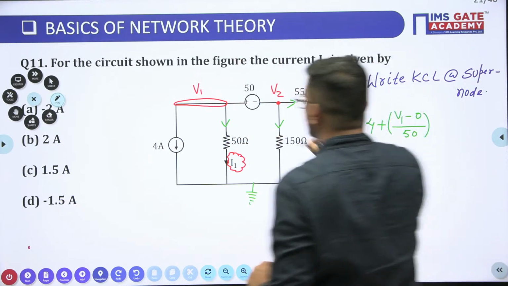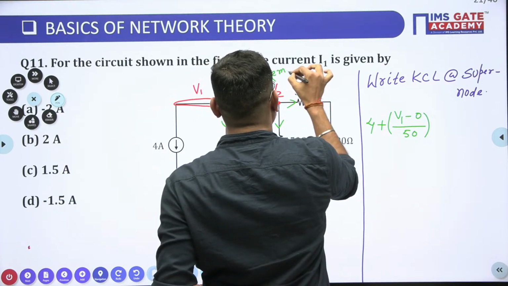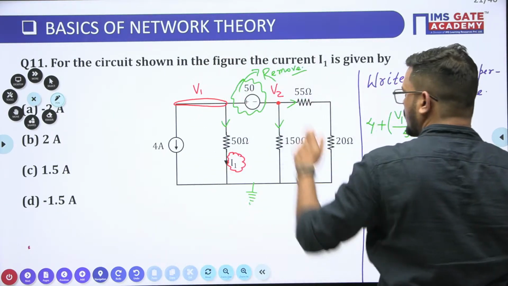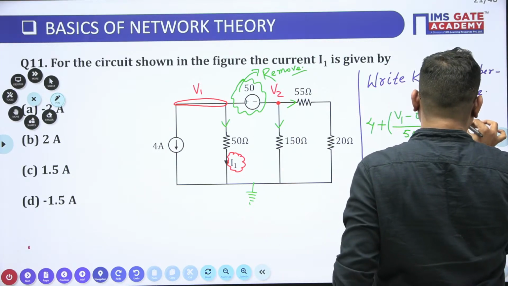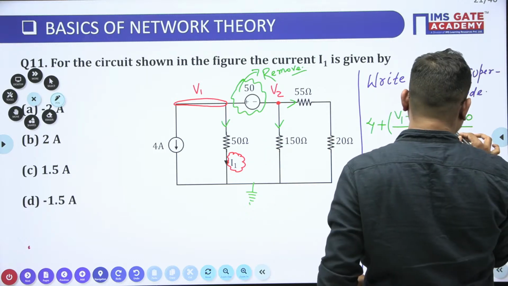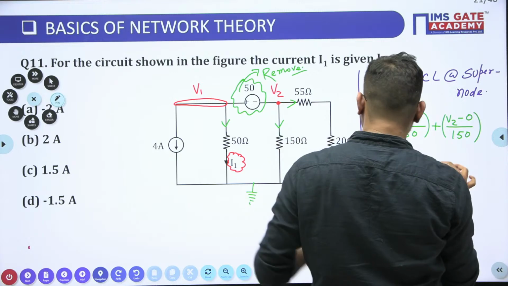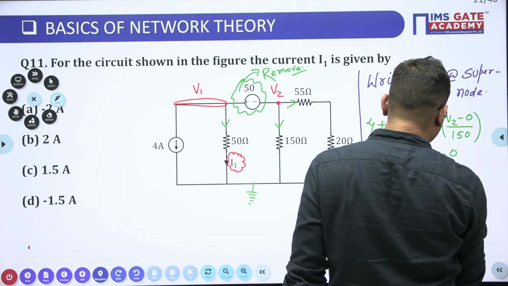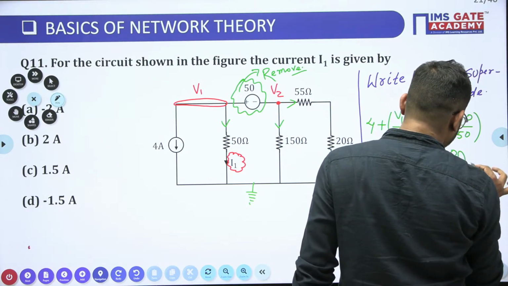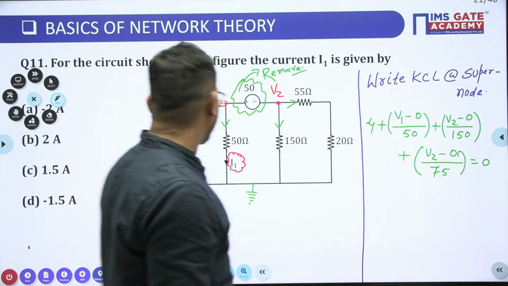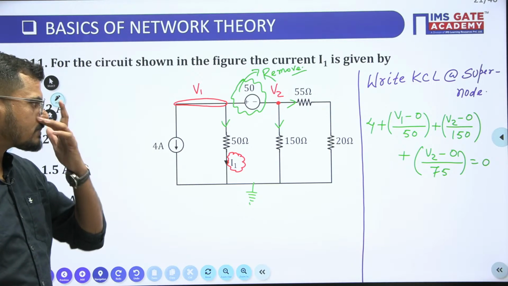As we remove this branch, we have this node only. So here we write V2 minus 0 divided by 150, plus V2 minus 0 divided by 75, and this must be equal to 0. Is it clear to all? Yes or no? Respond please.